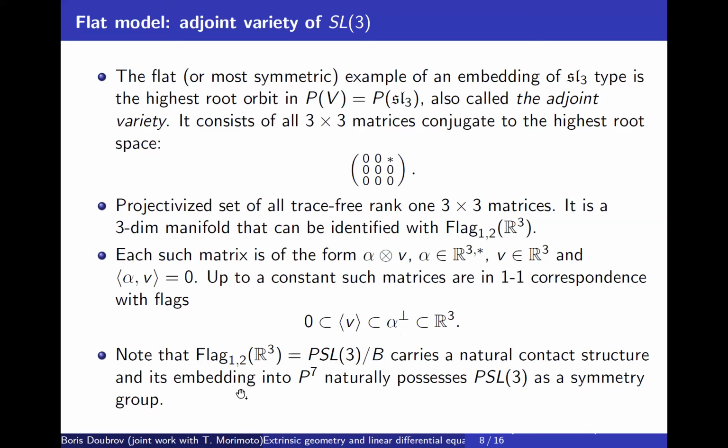Again, there is an easy way to describe it geometrically. If you fix v and vary alpha, you get one direction in the tangent space, and if you fix alpha and vary v, you get another direction. These two directions together give you the contact distribution on this flag variety. So first of all, it's a three-dimensional contact manifold, and on top of that, it's naturally embedded into P7, where P7 is our PV. So that's again one of those rational homogeneous varieties.